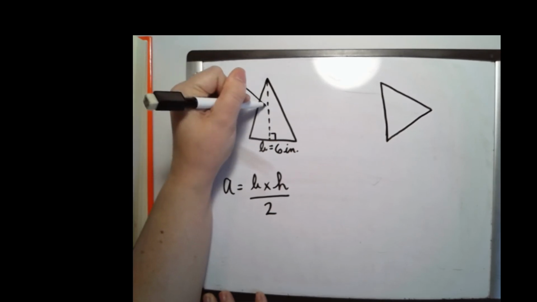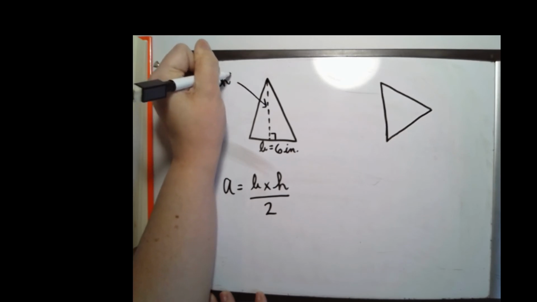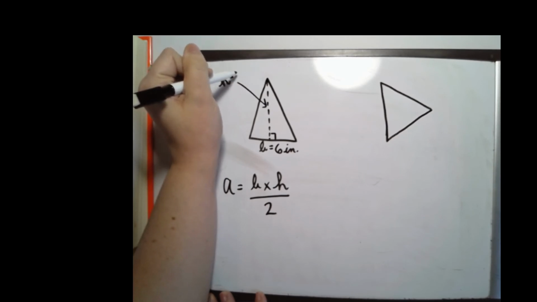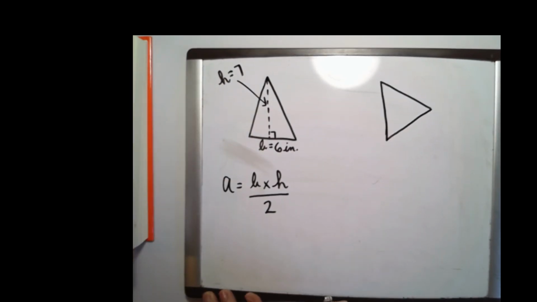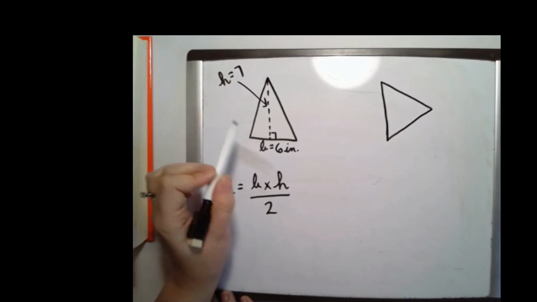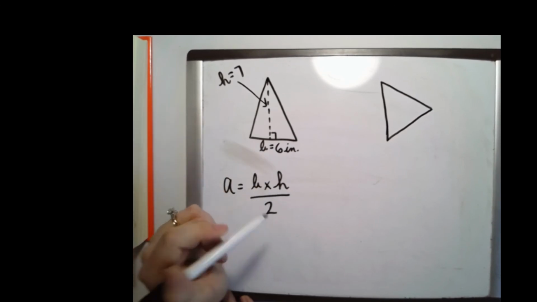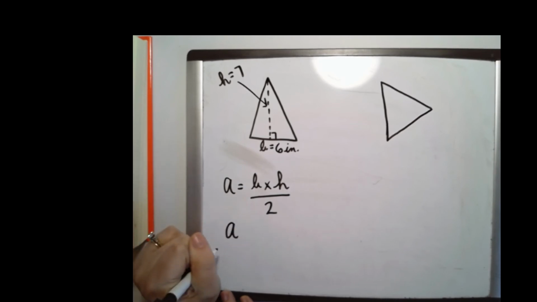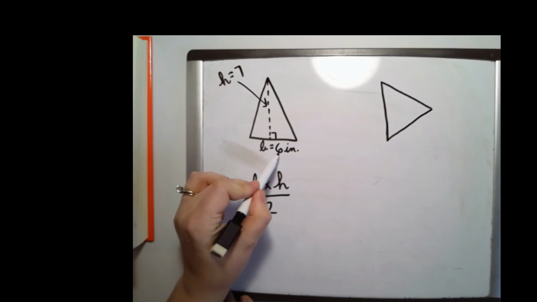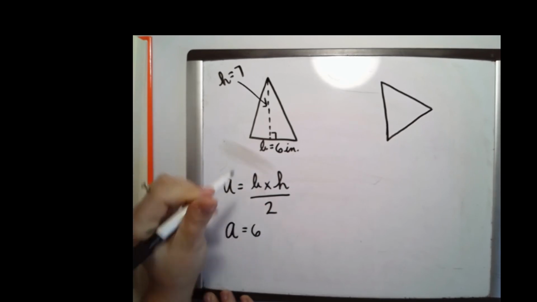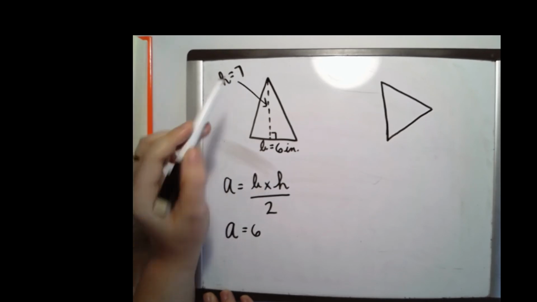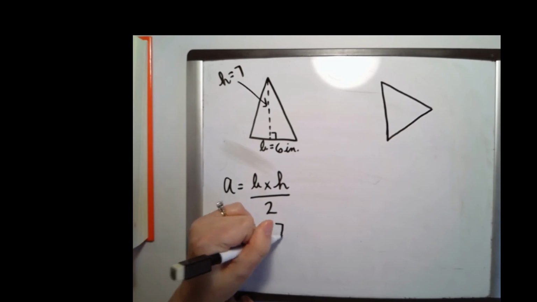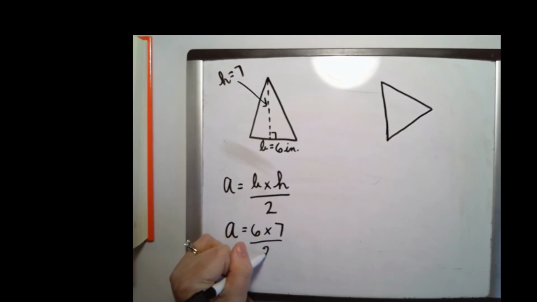I'm going to put an arrow so we have more space to write it. My height equals 7. Okay, so now I will just put my measurements, my values into my formula. So the area of this acute triangle equals 6, which is the value of the base, times the height, which is 7, divided by 2.